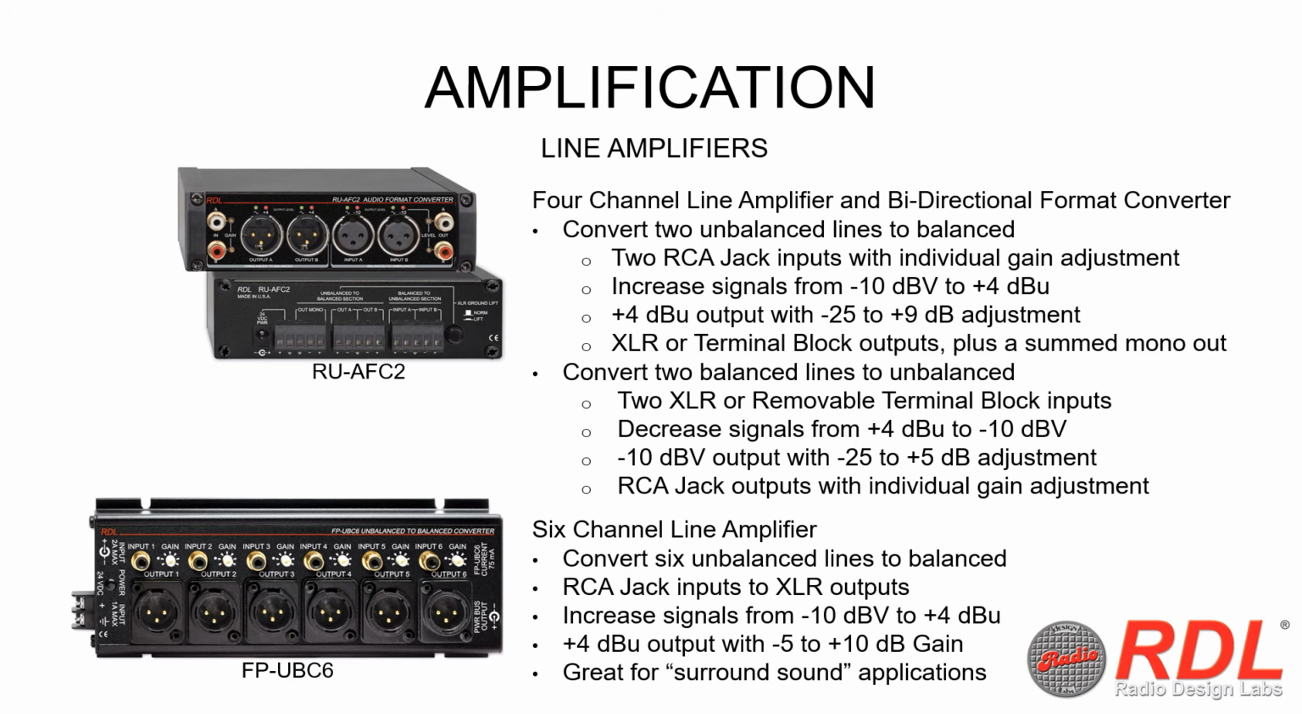The FP-UBC6 is a 6-channel line amplifier. This unit is designed to convert 6 unbalanced lines to balanced. It has RCA jack inputs and XLR outputs. It's used to increase signals from -10 dBV to +4 dBu. The +4 dBu outputs have a gain adjustment from -5 to +10 dB. This unit is great for surround sound applications.